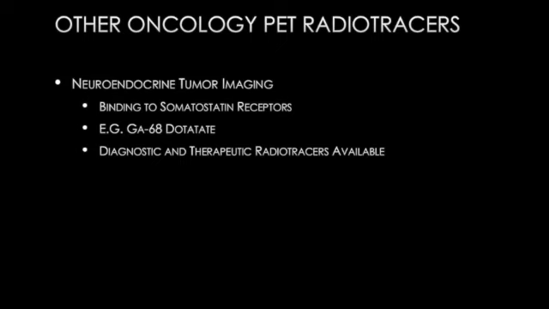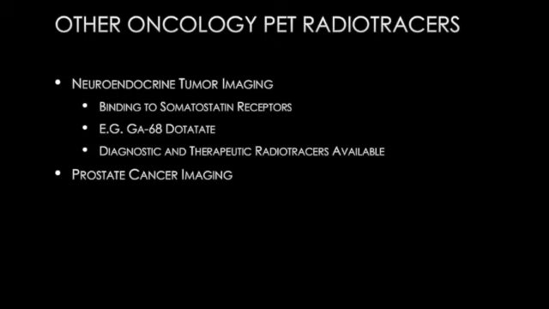I want to briefly mention some other oncology PET radiotracers that are not FDG. This is a growing area of nuclear medicine, tumor-specific imaging and treatment. Neuroendocrine tumor imaging has expanded in recent years, and this is based on agents that bind to somatostatin receptors, which are overexpressed in neuroendocrine tumors. This may be non-functional tumors, such as carcinoid, as well as insulinoma, glucagonoma, etc. A radiotracer that is very commonly used in this setting is gallium-68 dotatate, and there are both diagnostic and therapeutic versions of this radiotracer available.